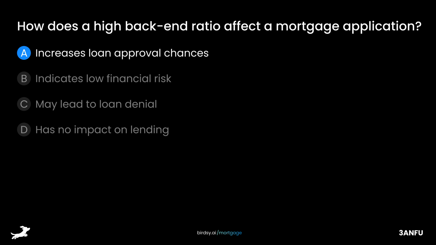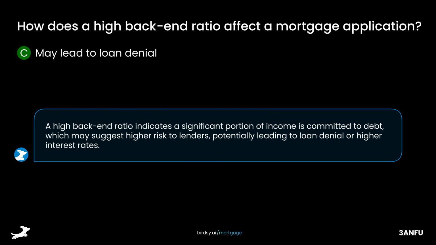How does a high back-end ratio affect a mortgage application? Is it A, increases loan approval chances? B, indicates low financial risk? C, may lead to loan denial? Or D, has no impact on lending? The answer is C, may lead to loan denial. A high back-end ratio indicates a significant portion of income is committed to debt, which may suggest higher risk to lenders, potentially leading to loan denial or higher interest rates.